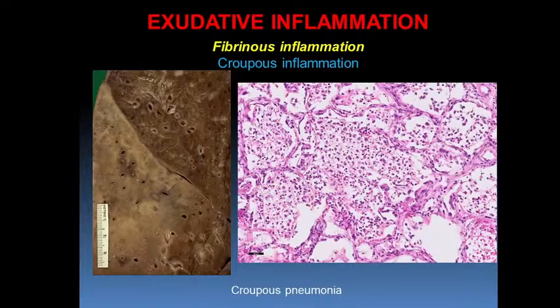Next example of fibrinous inflammation is croupous pneumonia. Pneumonia is inflammation of the lung. It's a small exception from common rules of formation of the name of inflammation. We would expect that the name of inflammation of the lung would be pneumonitis, but pneumonia is a historical term which was entrenched by the medical literature.